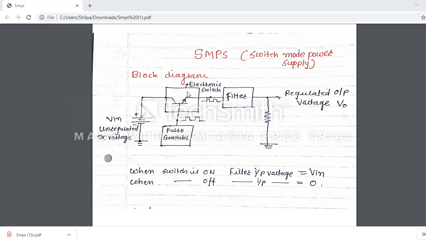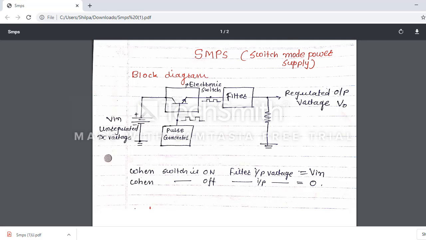When this switch is on, it connects the unregulated DC input, that is V input, to the input of the filter, and when the switch is off, it disconnects the V input from the input of the filter. That means when the switch is on, what is the filter input voltage? It is V input, and when the switch is off, filter input voltage is equal to 0. This is shown in the waveform also.